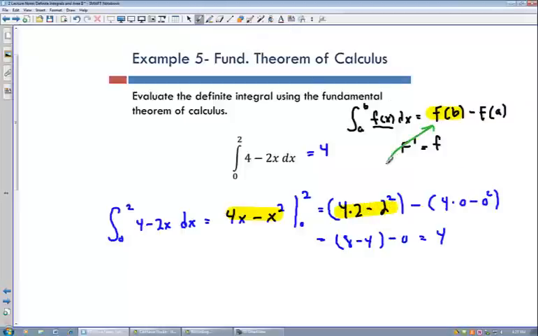This theorem tells you to do basically this. Find the antiderivative and plug in the upper limit. And then you subtract, and you plug in the lower limit into your antiderivative. Then I crunch the numbers, do the arithmetic, and get back my answer of 4. And so that's how we do these definite integrals by hand using the fundamental theorem of calculus.